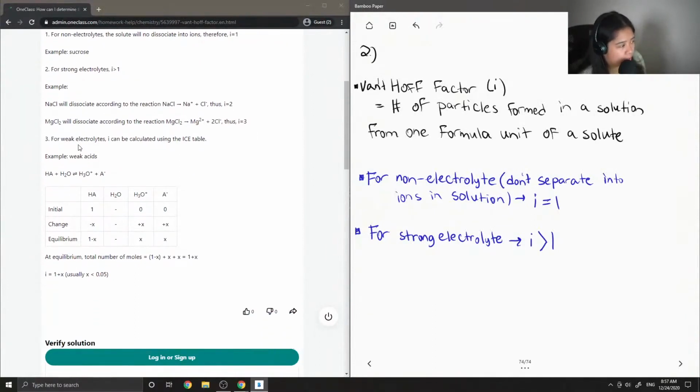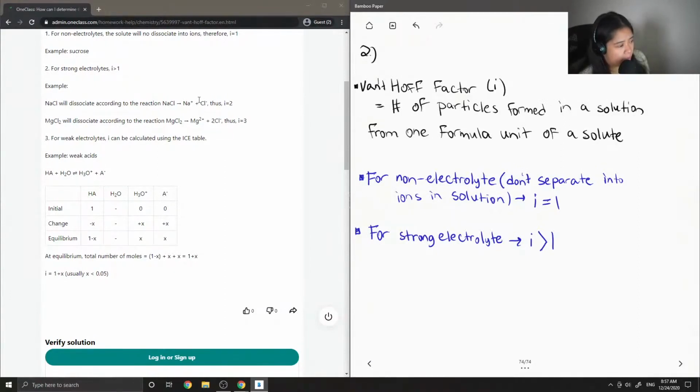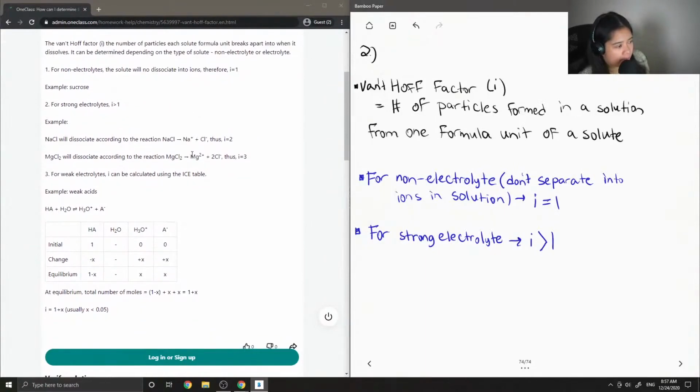For example, sodium chloride will dissociate according to the reaction NaCl makes Na+ plus Cl−. Thus, i is equal to 2. For magnesium chloride, it will dissociate according to the reaction MgCl2 makes Mg2+ plus 2 Cl−. Thus, i is equal to 3. So they're pretty much counting how many ions form after it is dissociated into the solution.